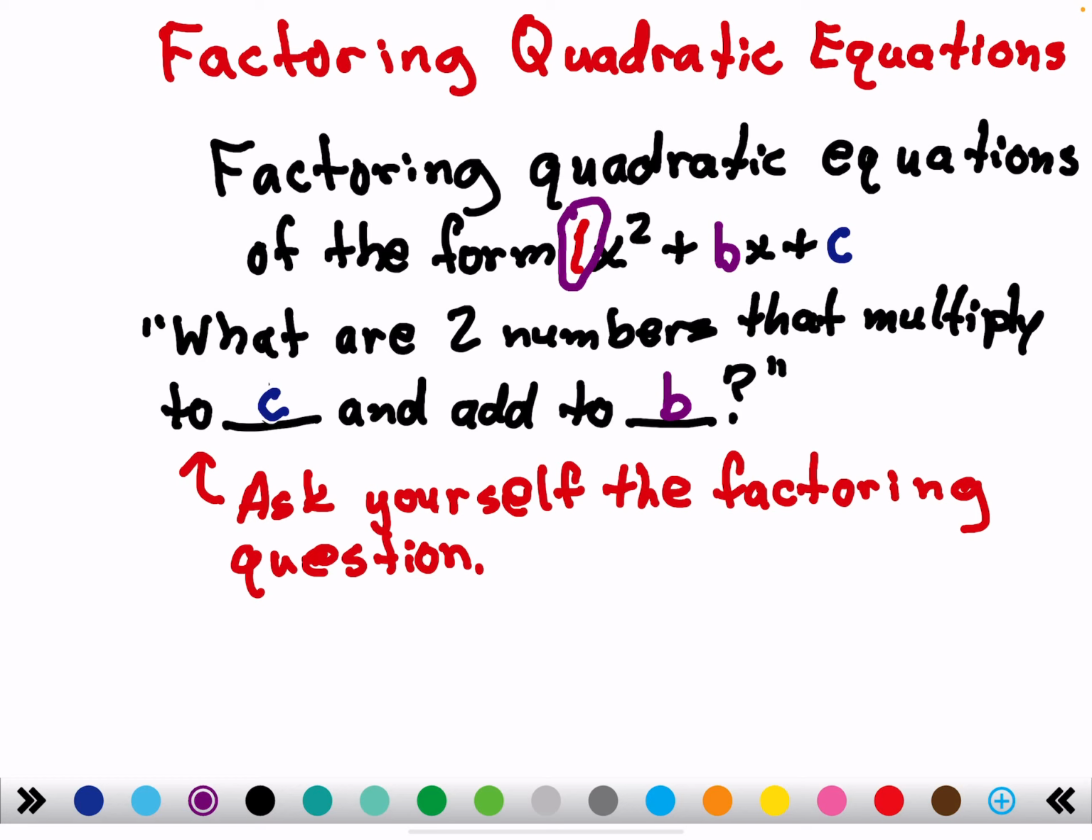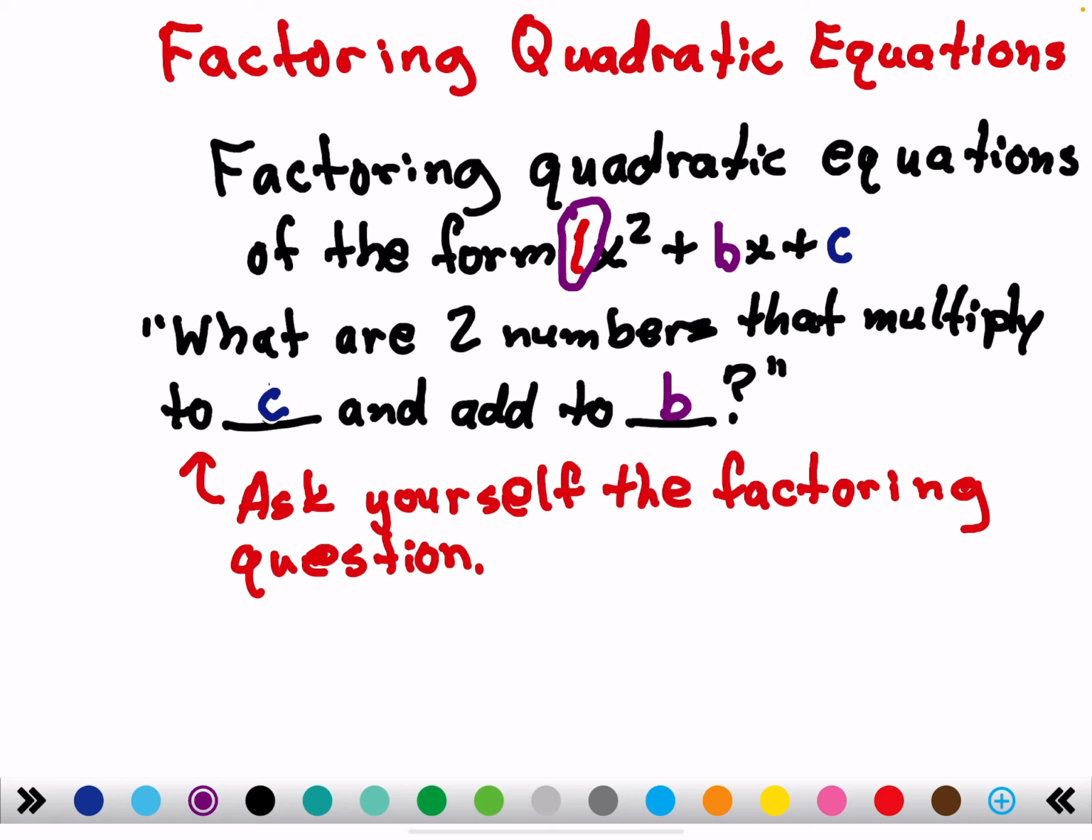To factor these types of quadratic equations, you should ask yourself the following question. What are two numbers that multiply to c and add to b? So this means that within the trinomial, when the quadratic equation is written with a squared term, an x to the first power term, and a constant term, the two numbers always multiply to the constant number and add to the middle number.